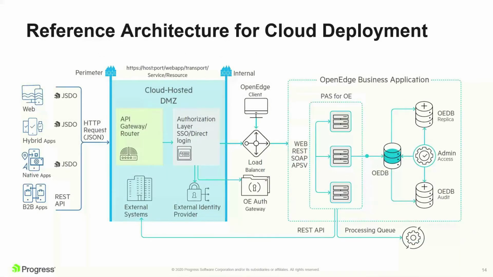This diagram looks very much the same, but there are additional components required in a cloud deployment in the middle of this graphic, between the clients on the left and the OpenEdge application on the right side. In such an environment, you would add additional security layers, such as a demilitarized zone with firewalls, proxies, routers, and the OpenEdge authentication gateway providing centralized user authentication accessing external identity providers.